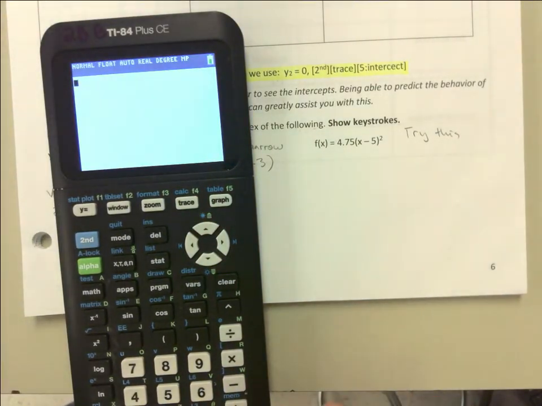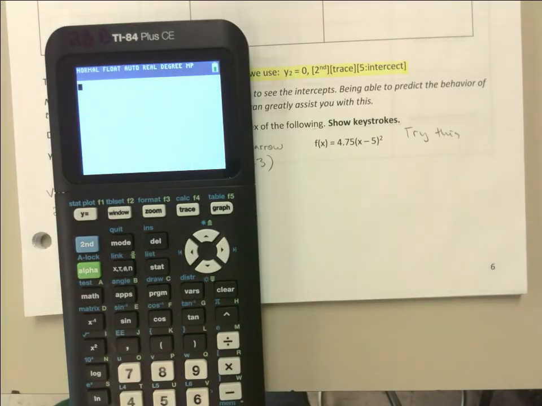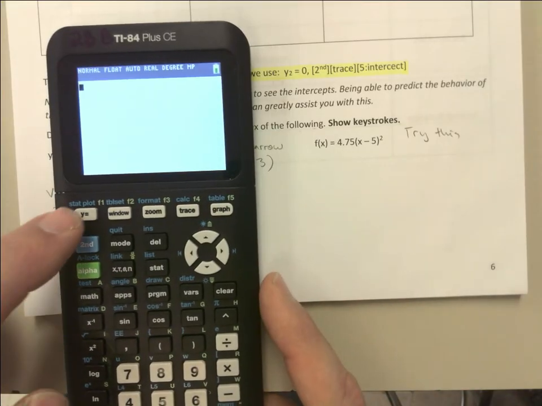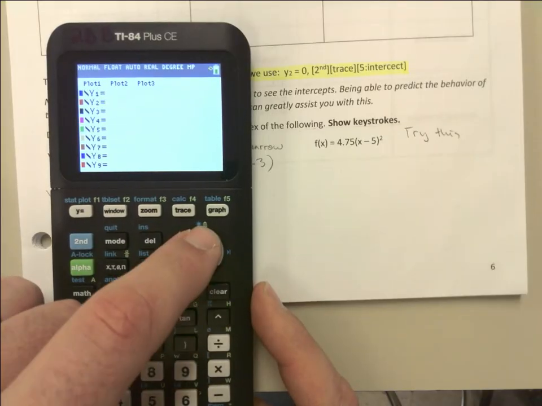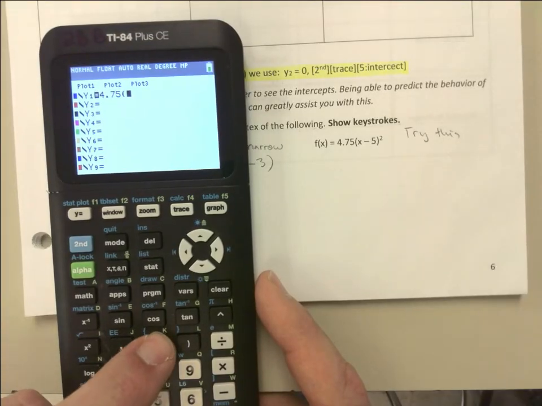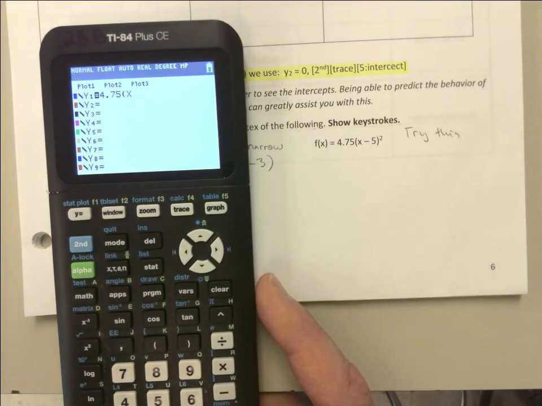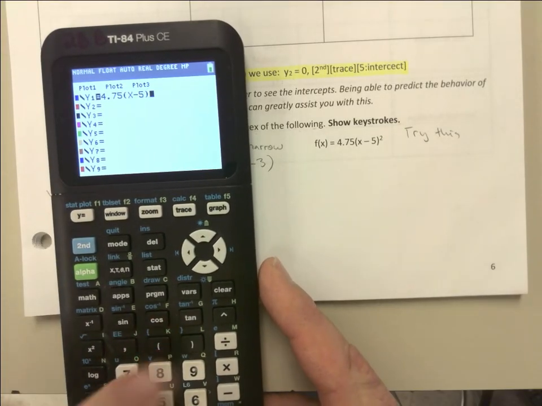Regardless of whether or not you were successful at it, I didn't post the answer key, did I? Not for 6, on purpose, okay? So I wanted you to try it and see if you ran into issues. So you go y equals, clear whatever is there. 4.75 brackets, x, don't use times, okay? X minus 5.